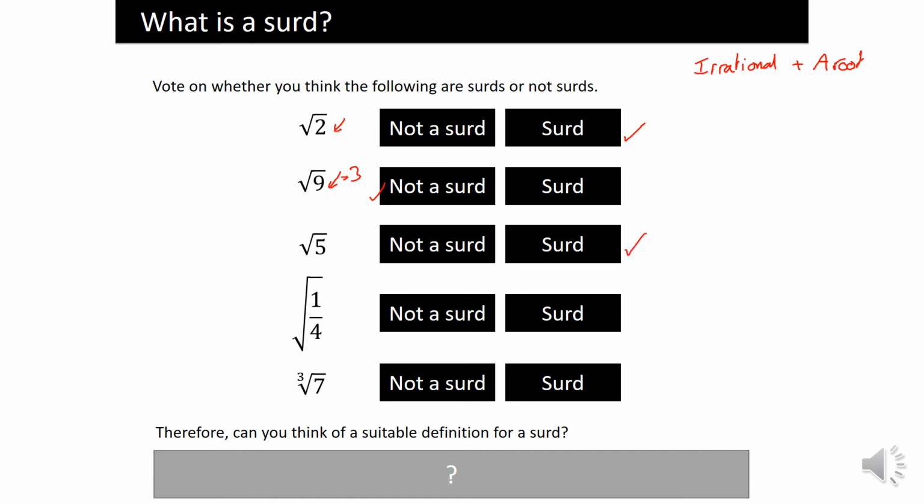Square root of a quarter, so this would be a half. Actually this one is not a surd because we can write that as a rational number because it is an integer fraction. And cube root of 7, we can't simplify that at all, so that would be a surd. So basically surds are irrational numbers that are a root one. So it's a root of a number that produces an irrational number.